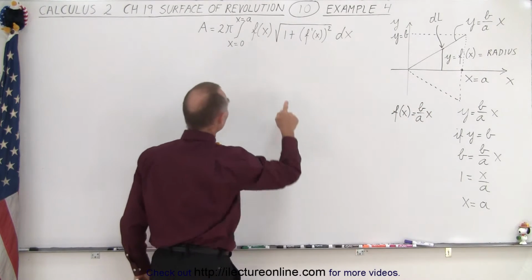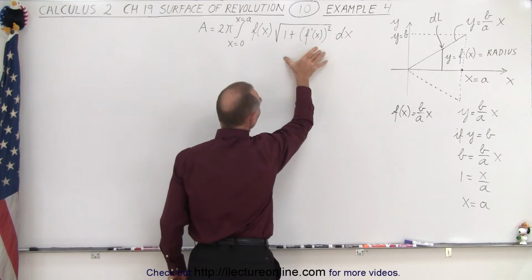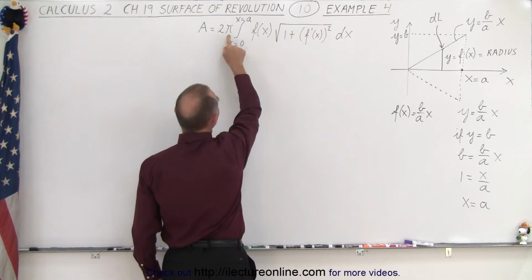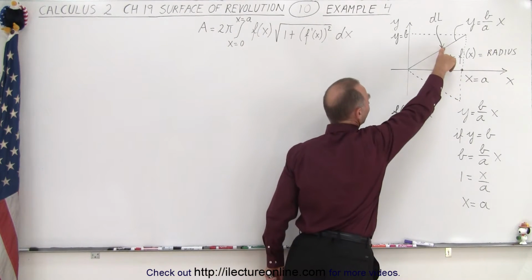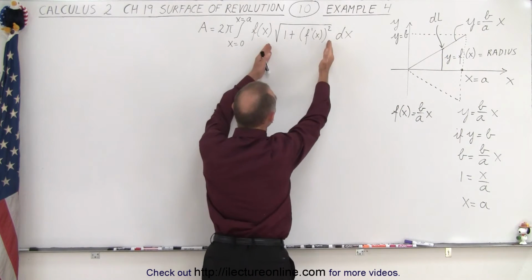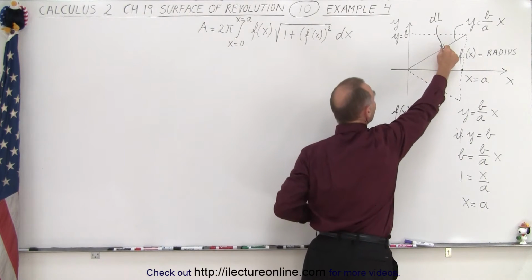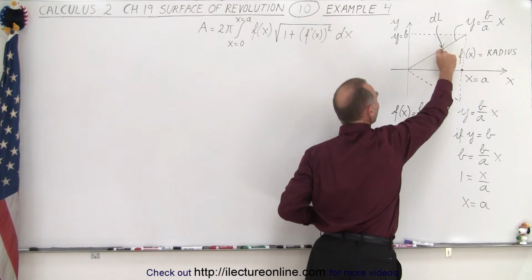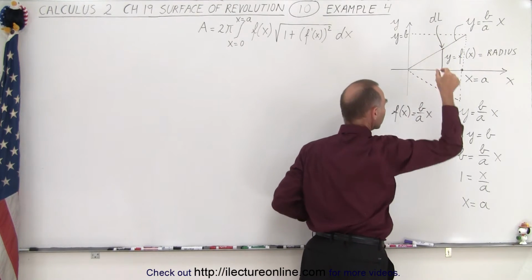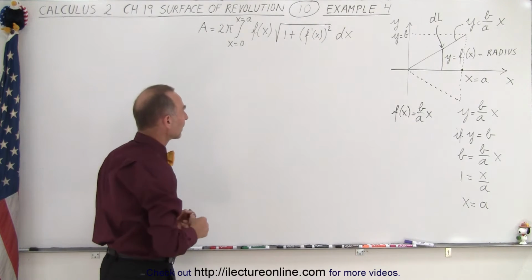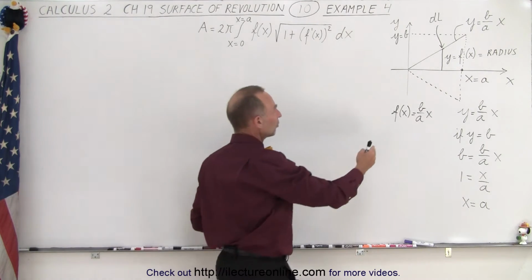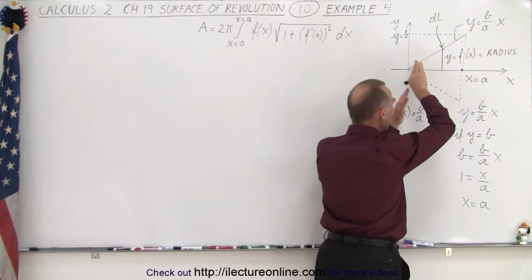And that means that this right here, the integrand, represents that surface area. We have 2 pi times the radius. Notice the radius right here is f of x, that's this distance. And then this represents the small little dL segment along the edge of that surface. And then when we multiply the two, we get that surface area of that small little ring. Then we integrate it over the whole distance from x equals 0 to x equals a to give us the full surface.